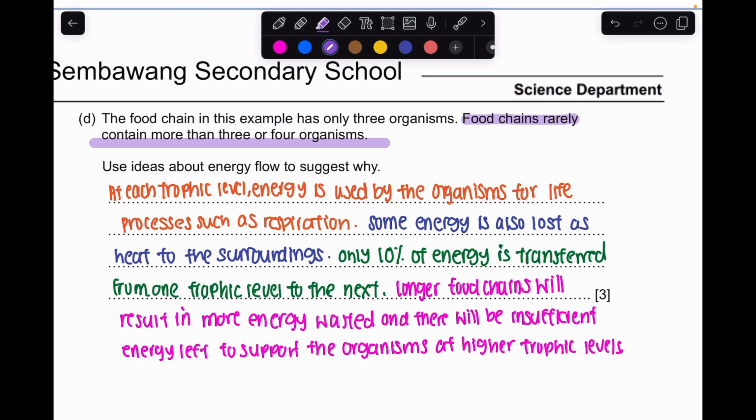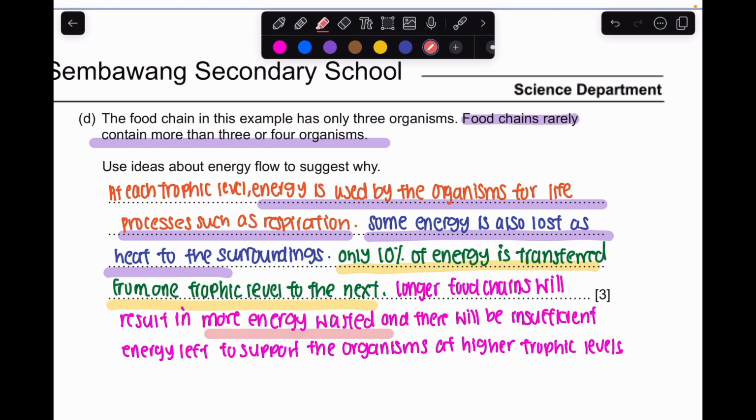at each trophic level, the energy will slowly be used by organisms for their own life processes, like respiration, digestion, etc. At the same time, some energy is also lost as heat. So at the end of the day, only 10% of energy is transferred from one trophic level to the other. And if you have an extremely long food chain, then more energy is going to be wasted, and there's going to be insufficient energy left to support the organisms at a higher trophic level.